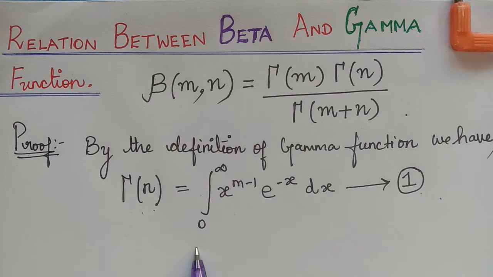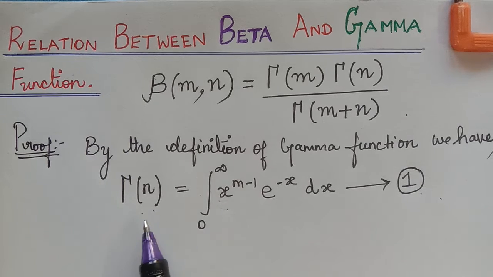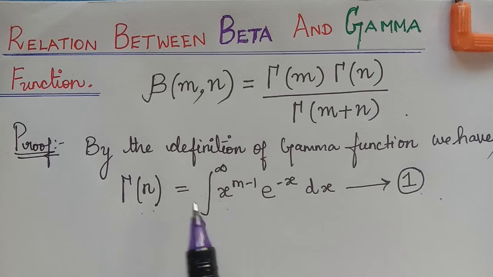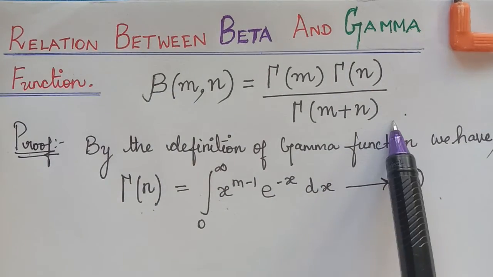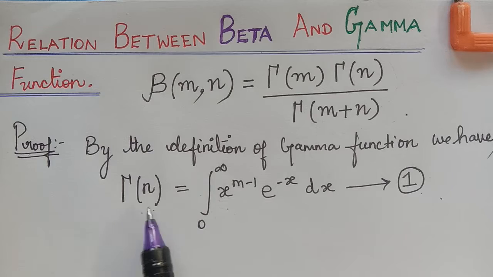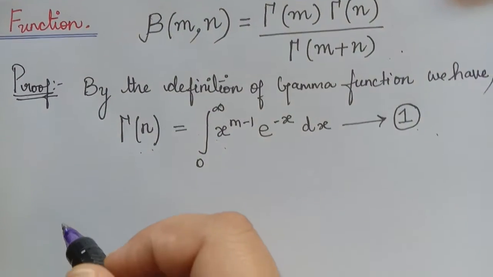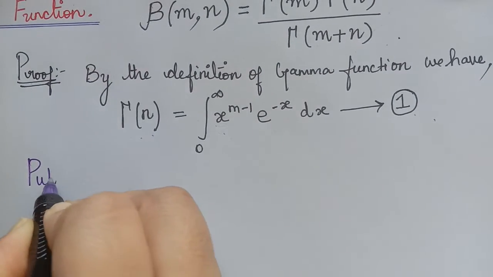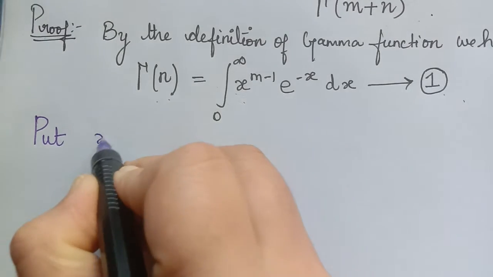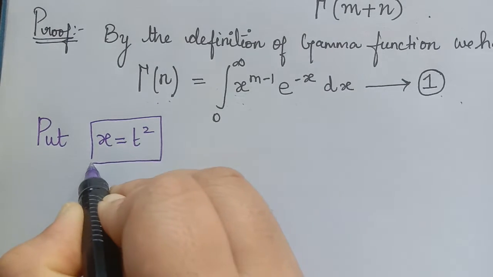Now here we are going to make a substitution. That is, we will be substituting x equal to t square. We are doing so because we want to find the other form of gamma function in order to derive this relationship. So in order to find the other form of gamma function, we will be making a substitution. So the substitution is: put x is equal to t square.